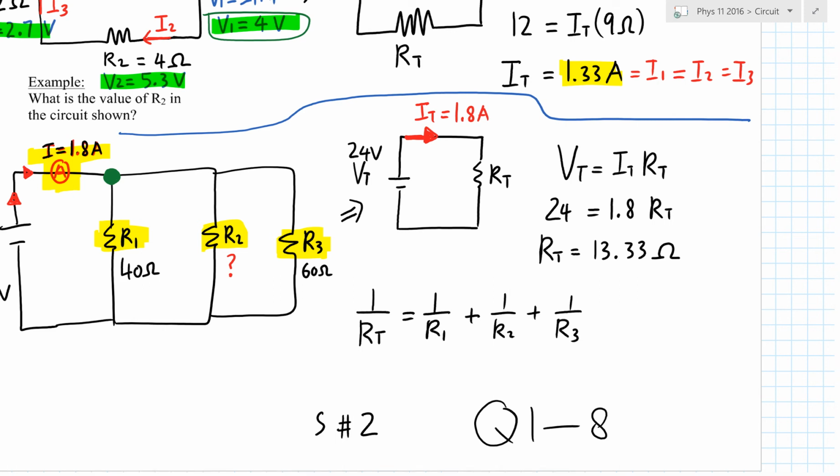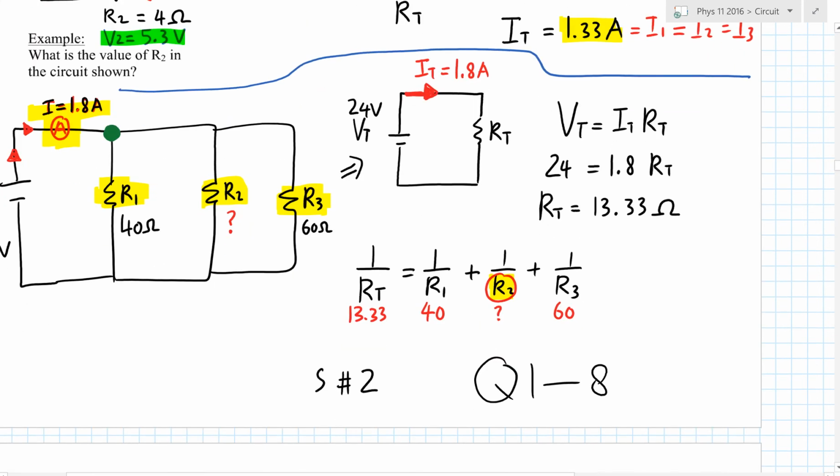Now, here is a calculator challenge. If R total is 13.33, R1 is 40, R2 is unknown, R3 is 60, can you get R2? Now, you only have one thing you don't know, but can you get it? So, take out your calculator and actually do this right now. And that's the end of our notes for today. We'll go through a few more questions. We'll tackle some harder ones.